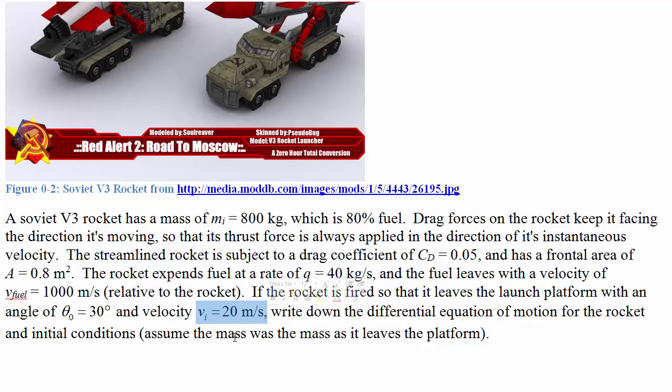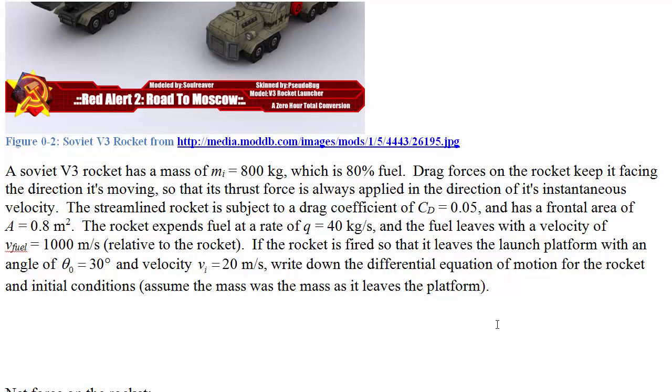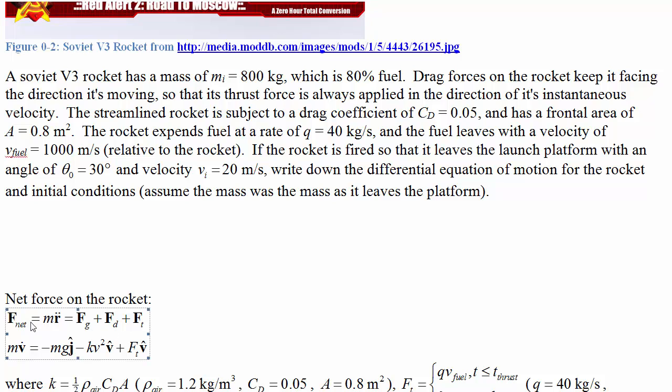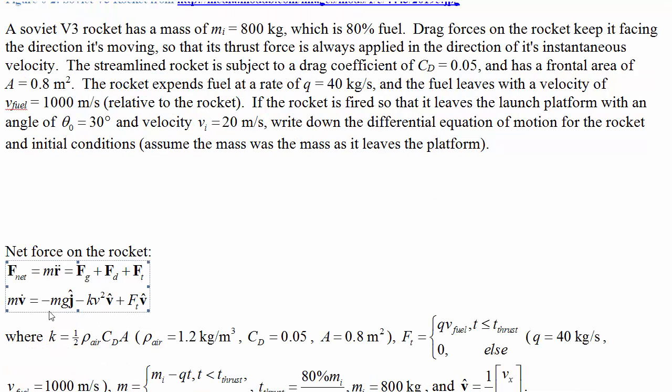What we want to do for all of this is write down the differential equation of motion for the rocket and the initial conditions, and assume that the mass given is the mass as it leaves the platform. Okay, so net force on the rocket, we've got three forces: gravity, the fluidic drag force, and the thrust force. Substituting the fact that the acceleration is the derivative of velocity, gravity points down, whereas the drag force points in the negative velocity direction, and the thrust force points in the forward velocity direction, thanks to the streamlining.